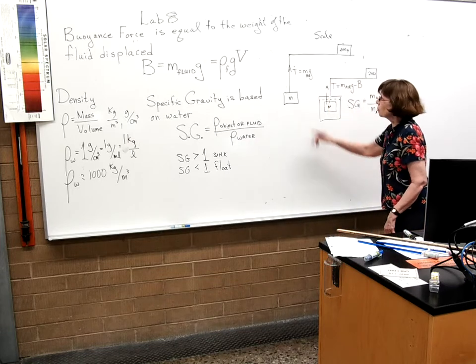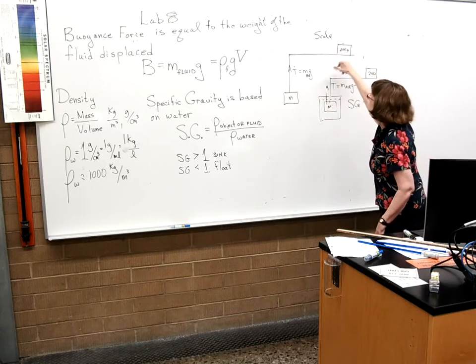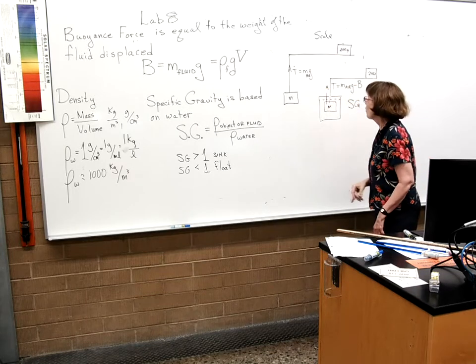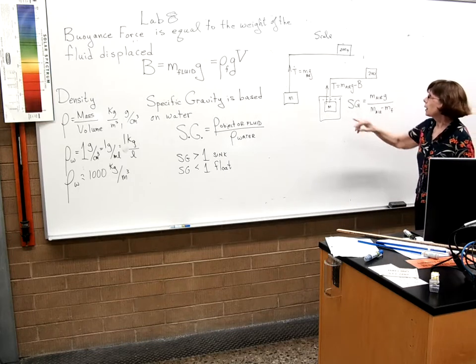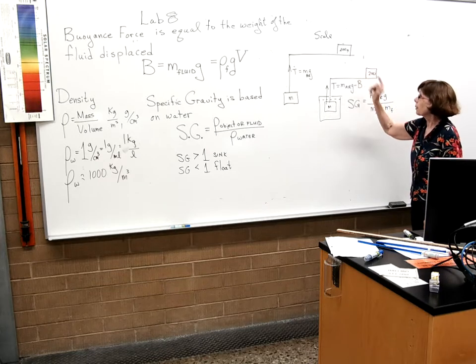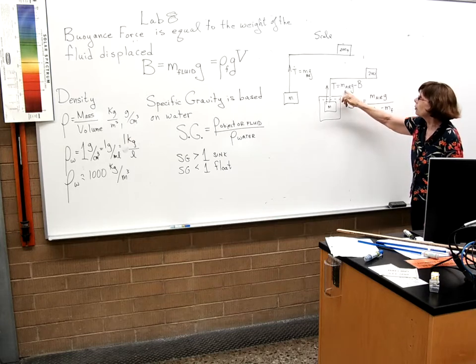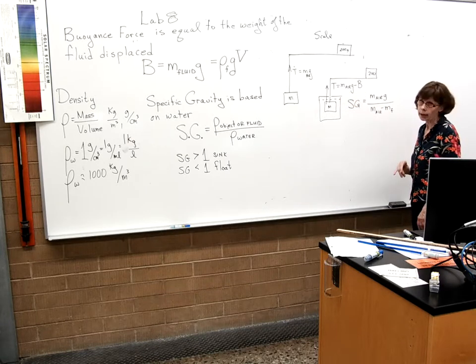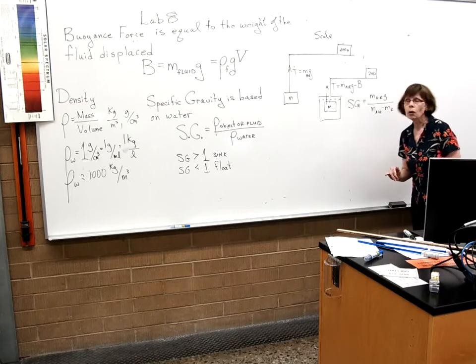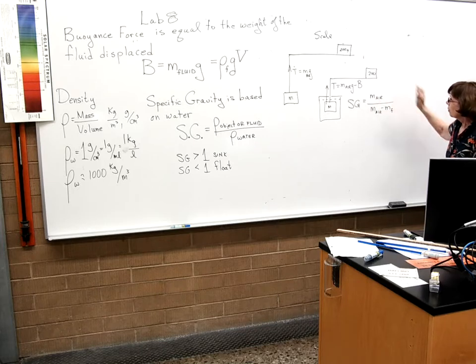So if we look at this, we're massing the object in air. The tension in that string will be equal to the weight in air. However, if we put the mass in a beaker of water, we'll notice that the mass reading up here is different because the tension will be different. The tension then will be the weight in air minus the buoyancy force. So in that case, we calculate our specific gravity as being the mass in air over the mass in air minus the mass in the fluid.